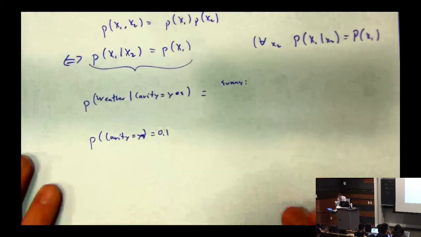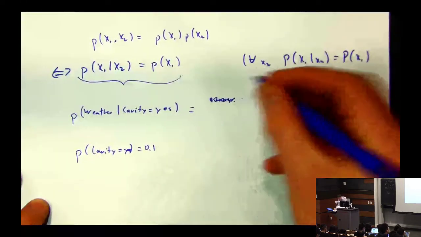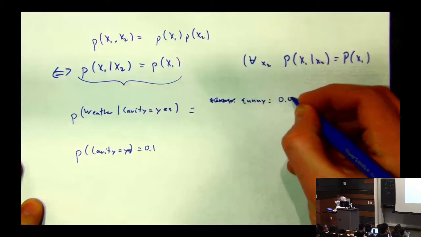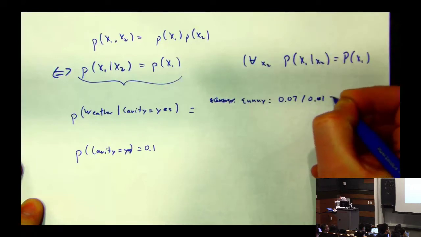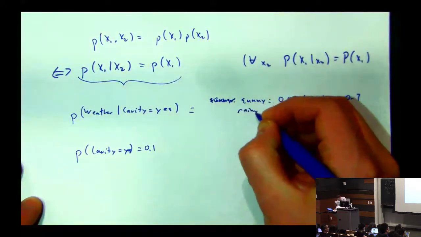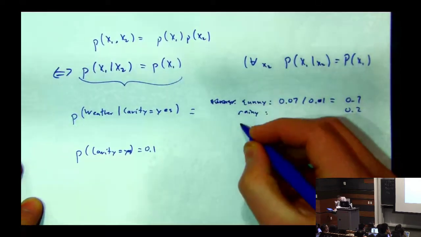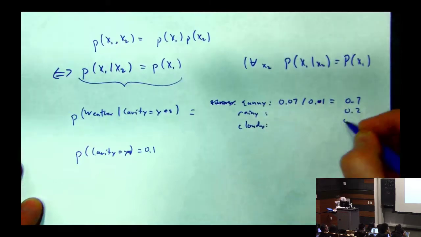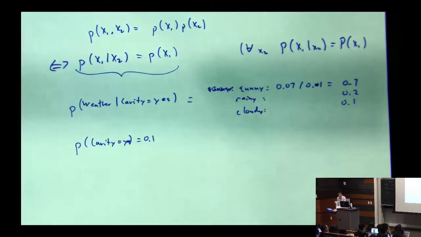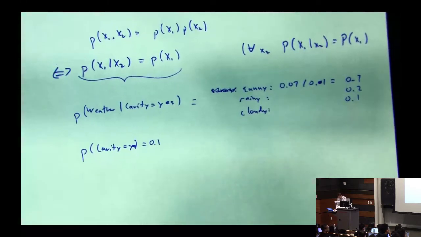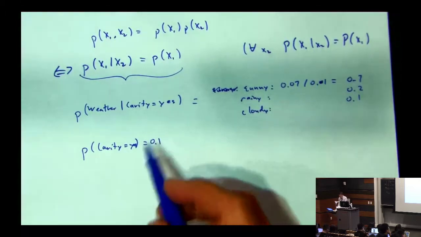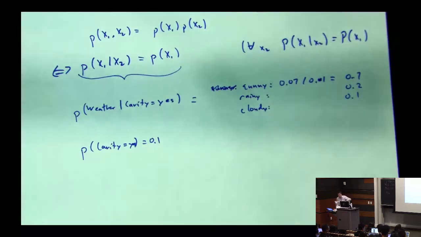So the probability of weather given cavity is yes. For sunny, that would be 0.07 divided by 0.1. So that equals 0.7. You can sort of see the pattern here, but rainy would be 0.2, and cloudy would be 0.1, right? So this is the breakdown that we have for the probability of weather, given that the cavity is yes. And we do the same for cavity being no also. I won't do it. You'll find these are the same thing, but you do the same thing. The probability of cavity equals no is just 0.99. I would divide each of those terms by 0.99 to get the same term.